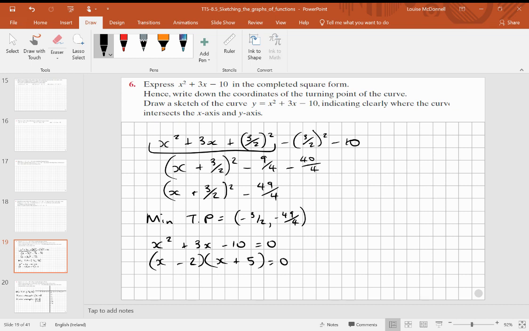2. And then you let each bracket equal 0, so you end up there with x minus 2 equals 0, so x is equal to 2. And x plus 5 equals 0, so x is equal to minus 5.